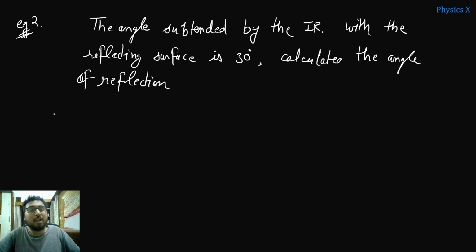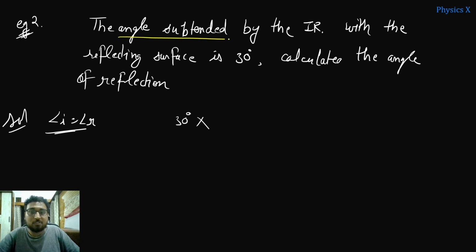Now we know angle of incidence is equal to angle of reflection. So what happens is sometimes students will directly answer, okay, the answer will be 30 degrees. No, this is wrong. Please read the question carefully. Where is he specifying what angle he is talking about? The angle subtended by the incident ray with the reflecting surface, he is telling.